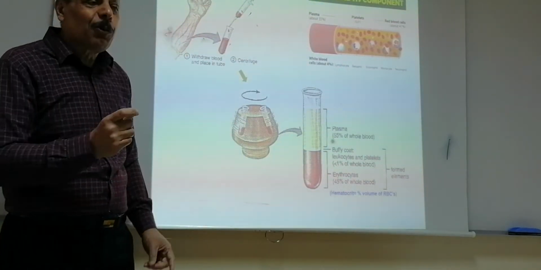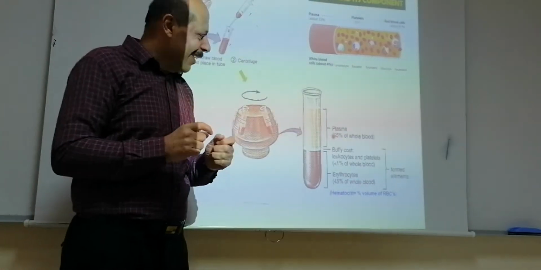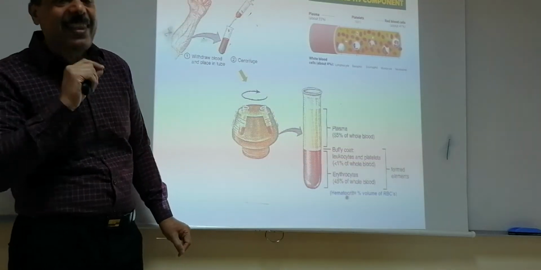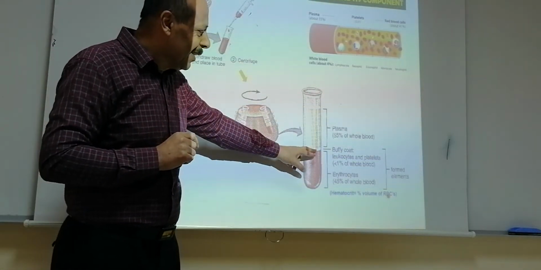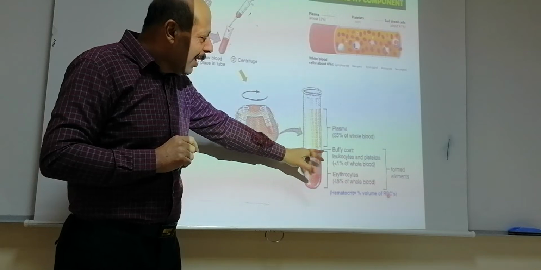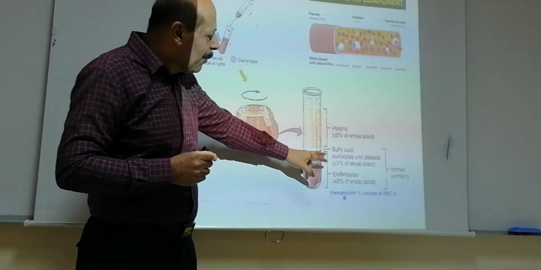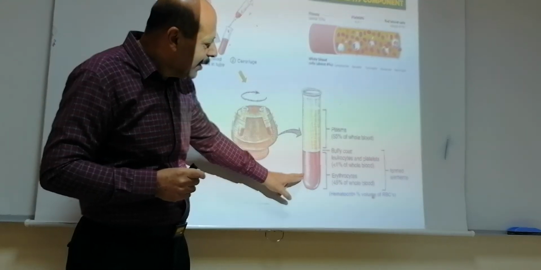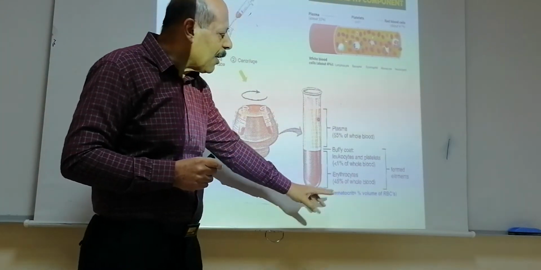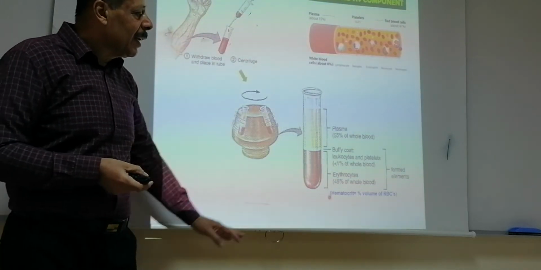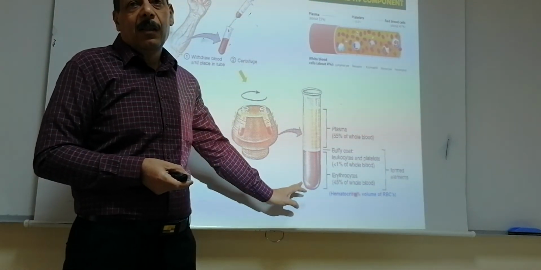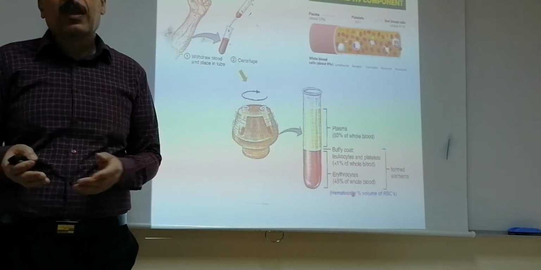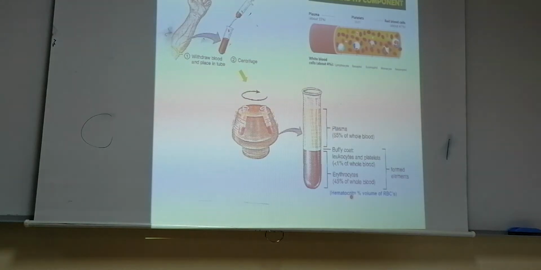You have to use your eye and focus in order to see it properly, because it is a very thin coat here, which is the white blood cells. Then we have the rest of it, which is around 45% of the whole blood. It is the erythrocyte, the red blood cells from the normal blood cell.